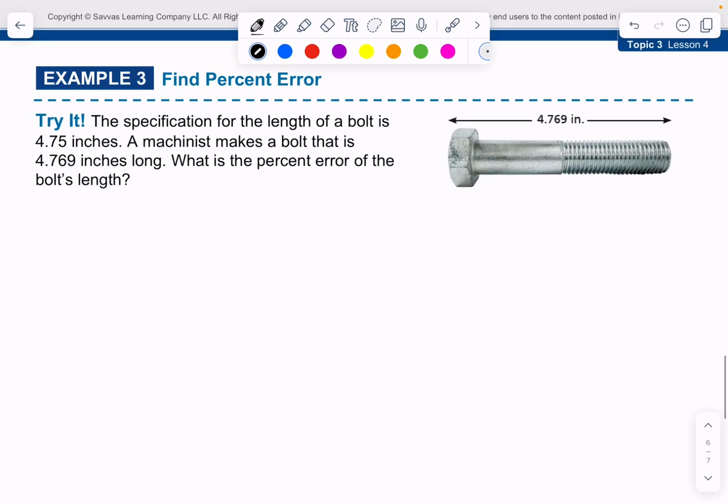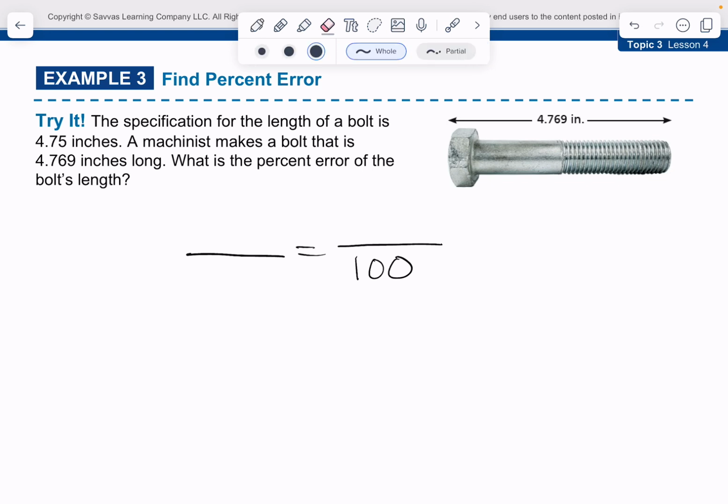So here's another percent error problem. Again, we're going to use that proportion like this. The actual, or the original, is always going to be the bottom, the denominator, and then the top is going to be the difference between those two numbers. So the specification for the length of a bolt is 4.75 inches. A machinist makes a bolt that is 4.769 inches long. What's the percent error of the bolt's length?